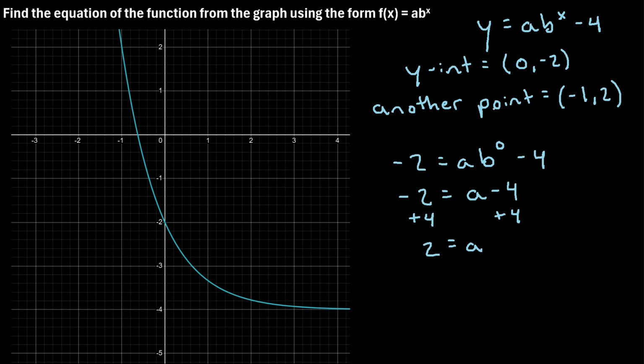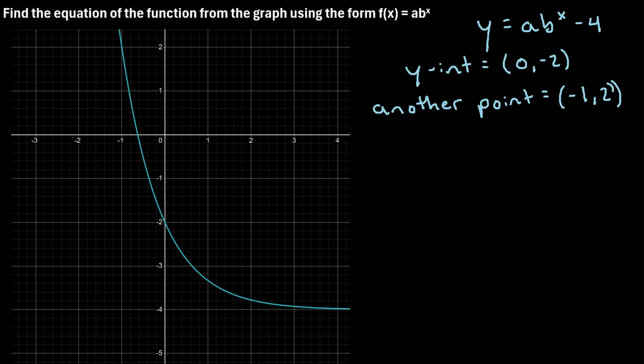Now what we can do is plug in the values of this other point that we identified, (negative 1, 2). We'll plug it into this equation and we'll solve for b. So let's see what we get. So I'll clear a little space here again. Okay, so we'll plug in a 2 for y. So we get 2 is equal to a. We just figured out that a was equal to 2. So we'll have 2 times b to the power of x. So for x, we're going to plug in a negative 1 right here. And then we have minus 4.